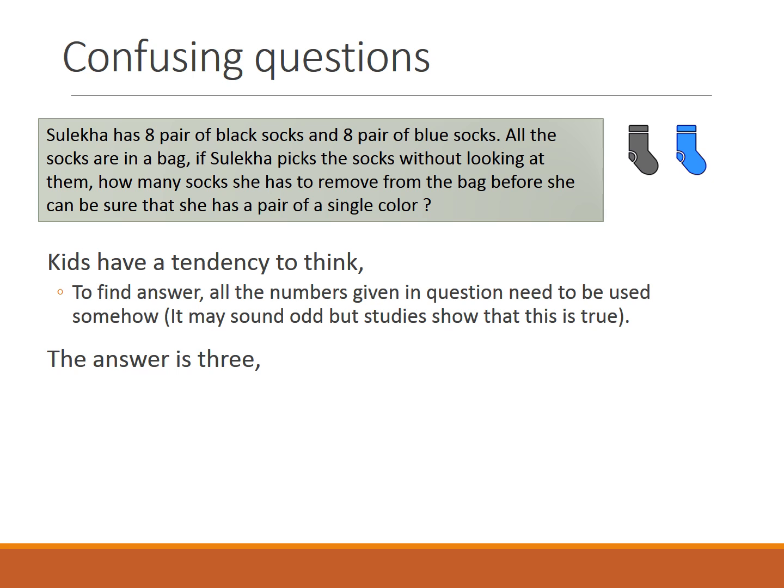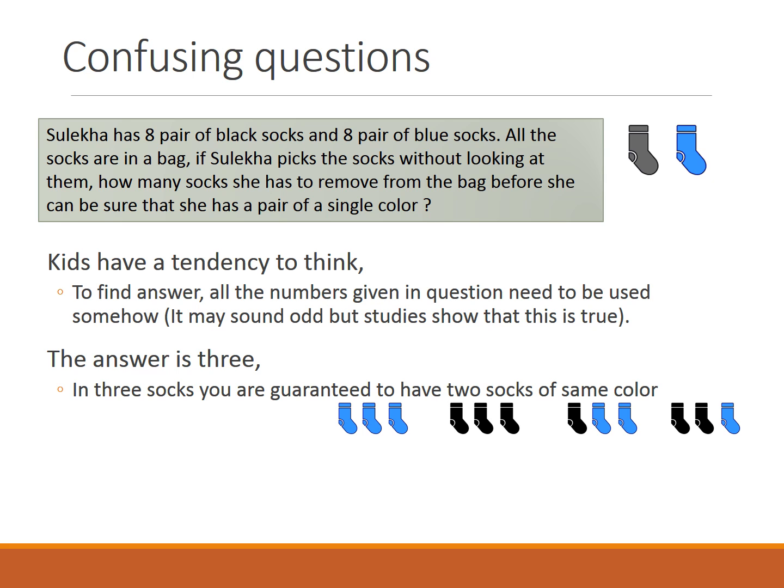However, the answer is 3, because if Sulekha picks out 3 socks, it will guarantee her a correct pair of socks, because it could be either all blue, all black, one blue and two black, or one black and two blue. But in all the cases, a minimum of 3 socks is guaranteed to get her the correct pair of socks.